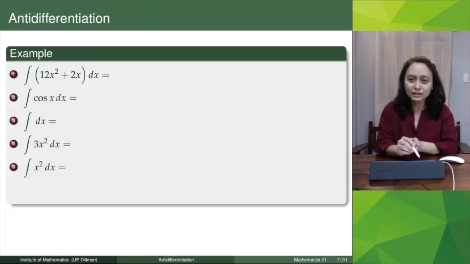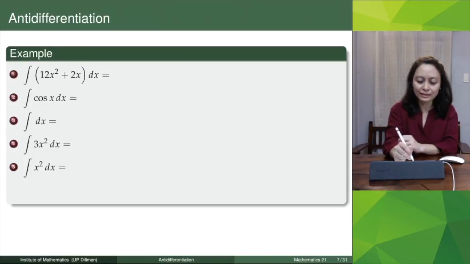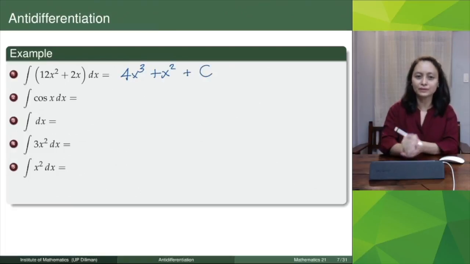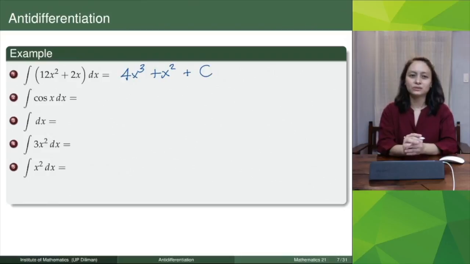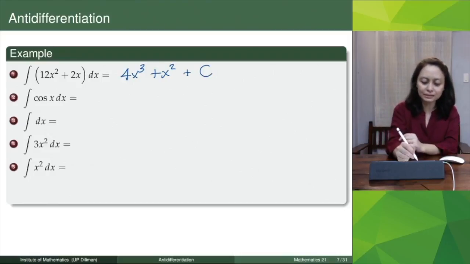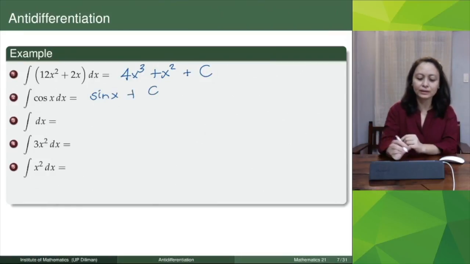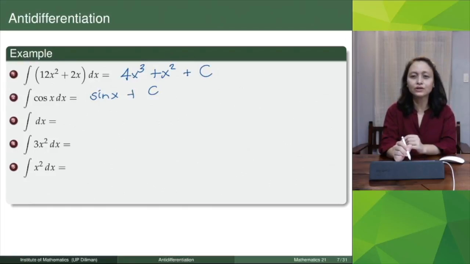So the antiderivative of 12x squared plus 2x dx, again, huwag kakalimutan yung dx, the antiderivative is 4x cubed plus x squared plus c. Okay? So huwag din kakalimutan yung c. The antiderivative of cosine x dx is sine x plus c. Okay? Again, derivative ng sine is cosine x and derivative of a constant is 0.